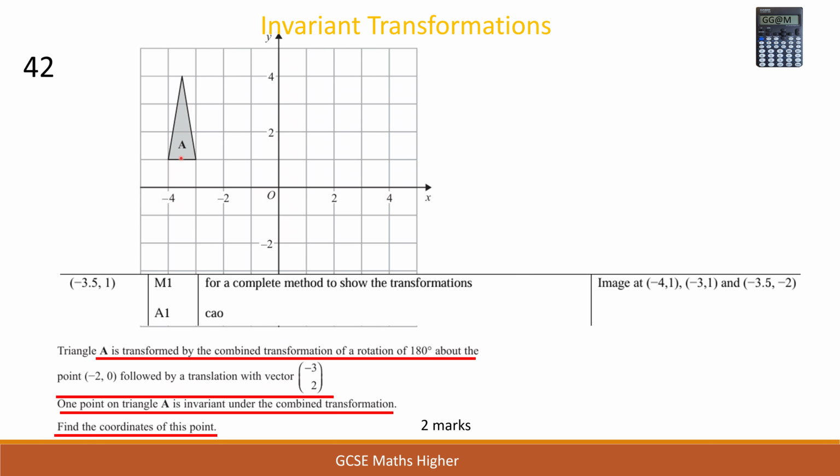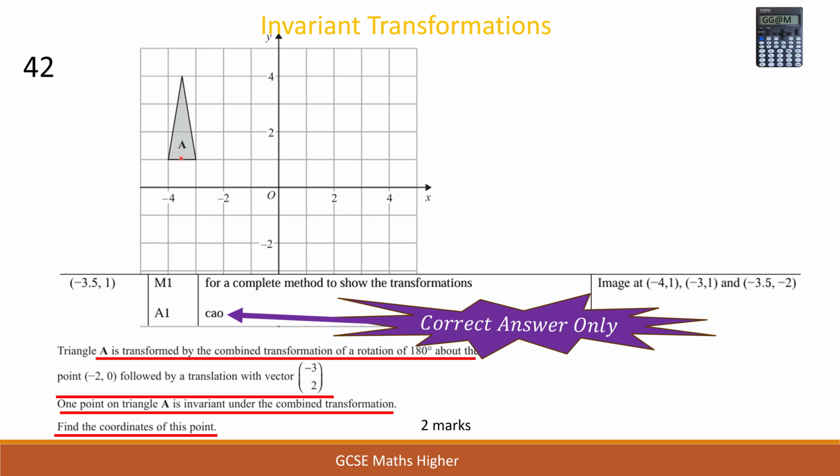So the mark scheme shows the answer is -3, 1 for 2 marks. And one is a method mark. CAO, correct answer only. So you must get the correct answer only. And here was your image underneath here. This was the only point that didn't move.